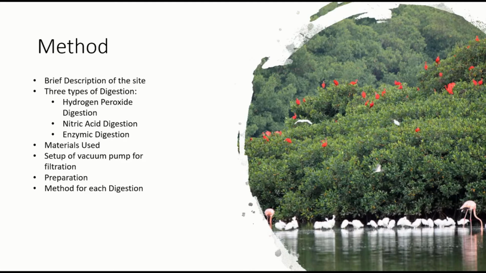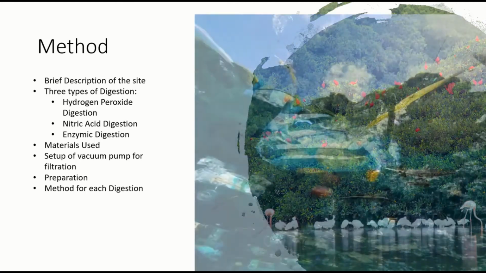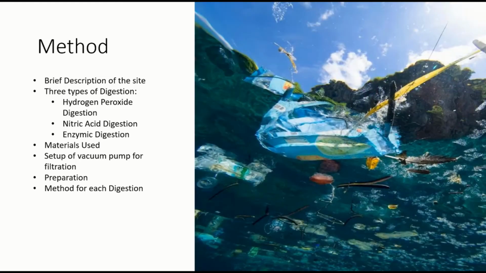For nitric acid digestion, after repeating the first 3 steps from the peroxide digestion method, prepare the nitric acid at 69% strength and add 20 ml to the sample. After adding the acid, the next steps are the same as the hydrogen peroxide digestion.